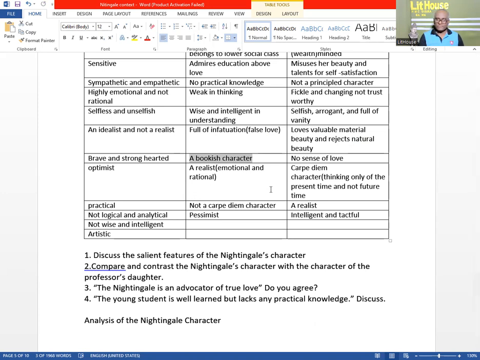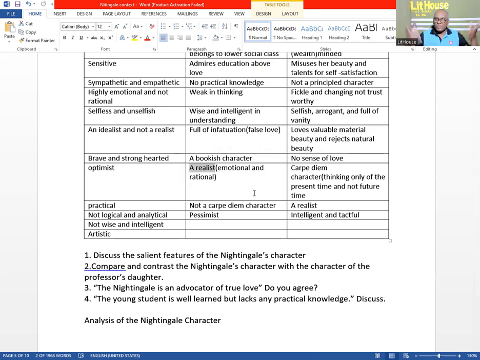Loves books. A bookworm. They love to read. They follow the things in the books. Hunting for knowledge and education. A realist, I told you, the Nightingale is an idealist. The student is a realist.